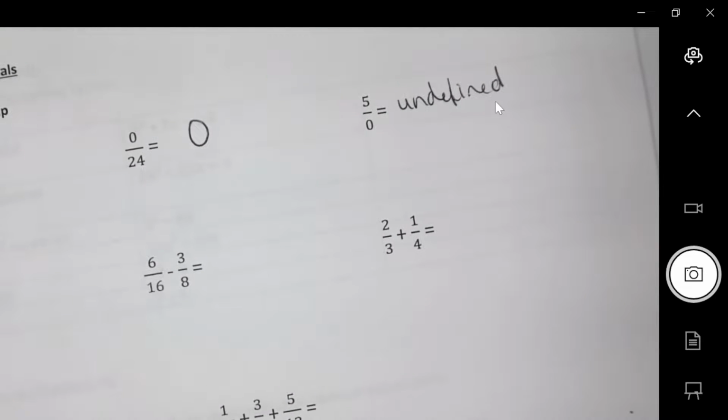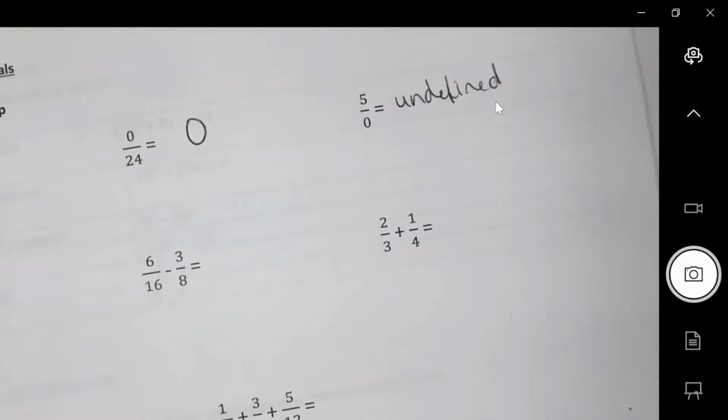So it's like saying this: if I have $5 and I'm going to divide it amongst 0 people, you still have $5. Can you define that? No. Wait, no, it's over 1. 5 over 1 would be 5, right? Yes.